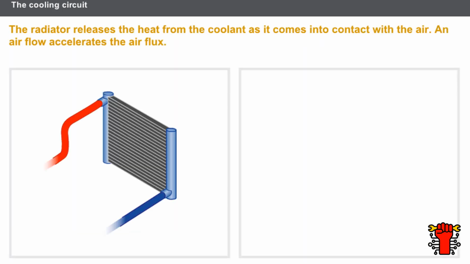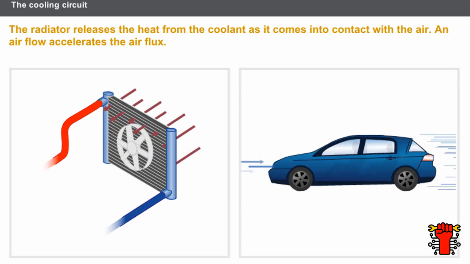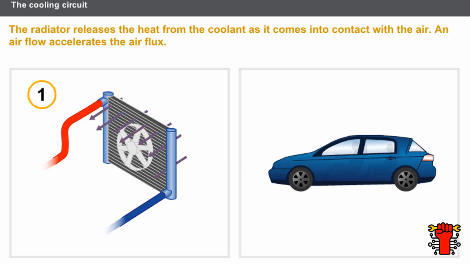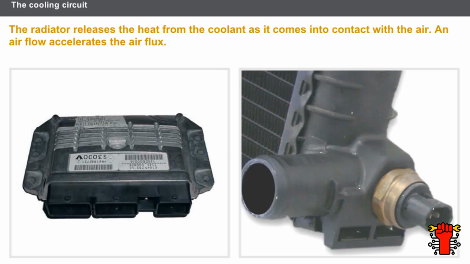The radiator releases the heat from the coolant. An airflow helps this thermal exchange. This flux of air is provided by the movement of the vehicle or by one or two engine cooling fans. The engine cooling fans have many different operation speeds. The engine cooling fans can be controlled by the injection computer or by a thermostat on the radiator.